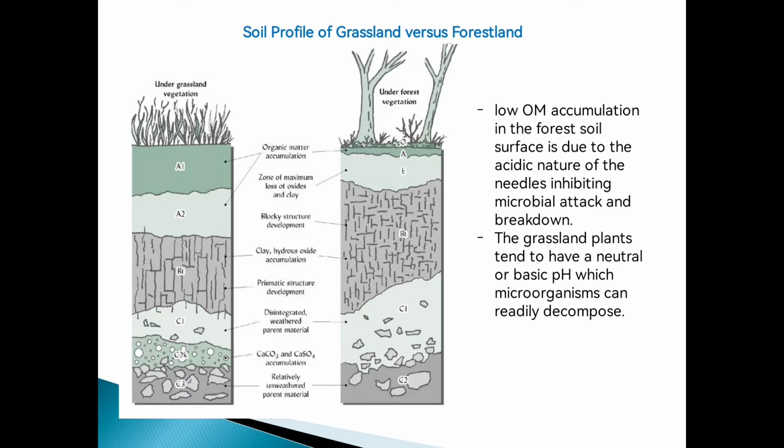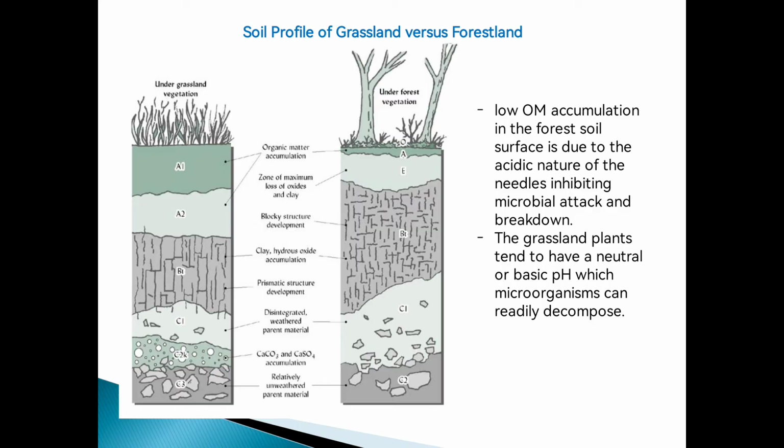And then, after the A horizon, you can find the B horizon, BT, which is also an accumulation of clay, hydrous oxide. Then we have the C1 and we have the C2 and the C3. So disintegrated weathered parent material and the accumulation of calcium carbonate and calcium sulfate, and the relatively unweathered parent material for the C horizon. If we compare to the right side, kita mo, the O horizon, which is coming from the leaf litters, and then yung A horizon, medyo manipis lang siya kumpara dun sa grassland vegetation.